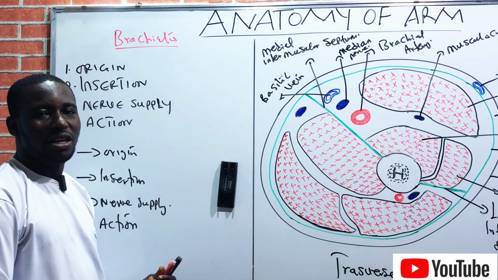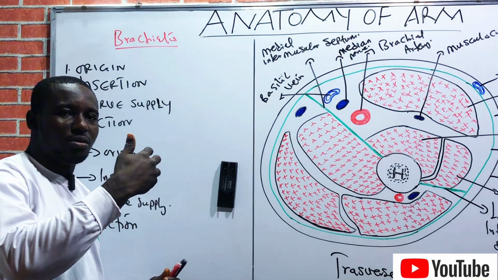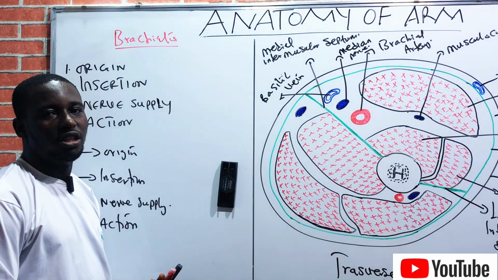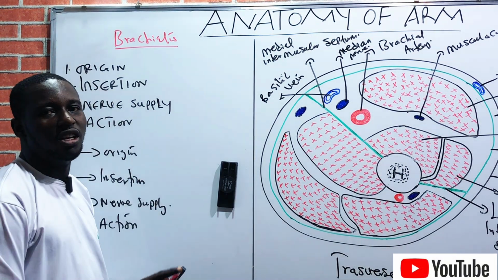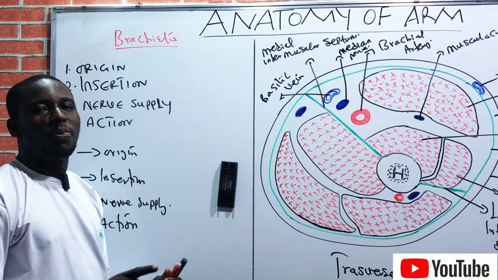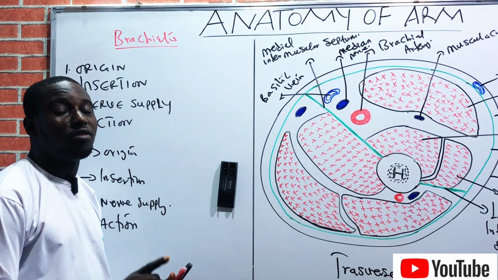That is just the origin. It does not have two heads of origin. It has only one head of origin. So it originates on the anterior aspect, in front of the lower half of the shaft of the humerus.